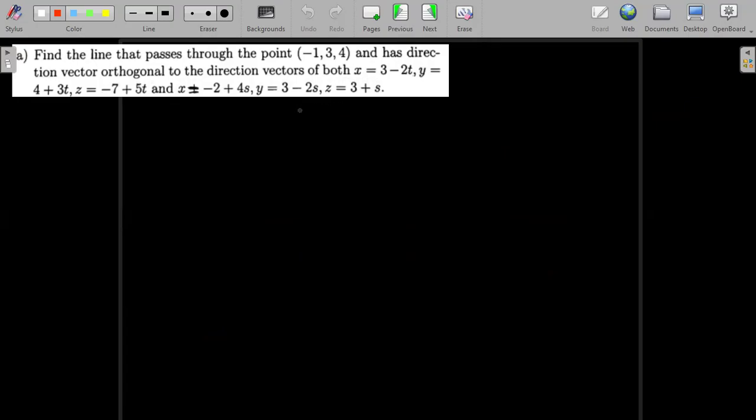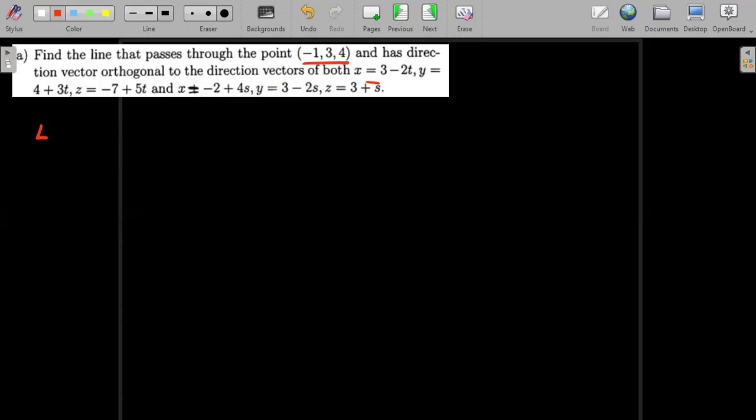They're telling us to find the line that passes through this point, which has been given, and has direction. The direction of this line that passes through that point is orthogonal to the direction vectors of these lines that are given here. So we must find that vector which is orthogonal, and in this case that vector will be the normal vector. Before we do that, we must first find the direction of these lines.